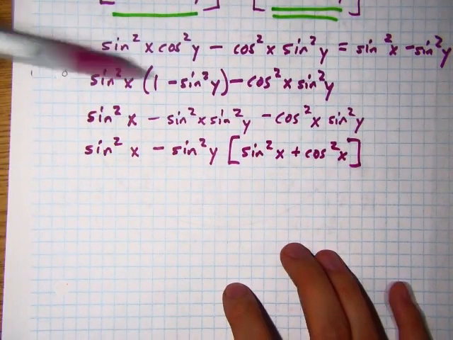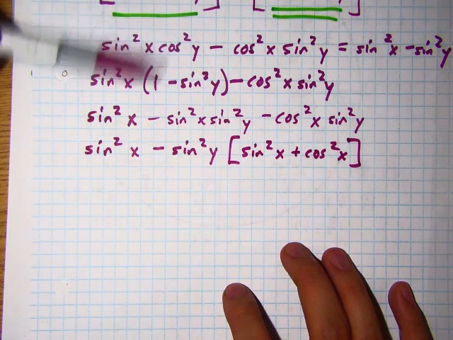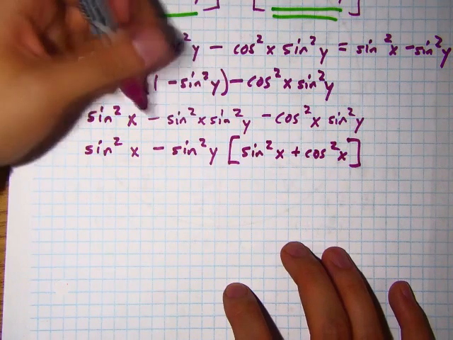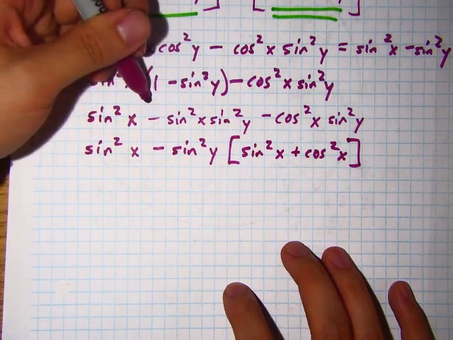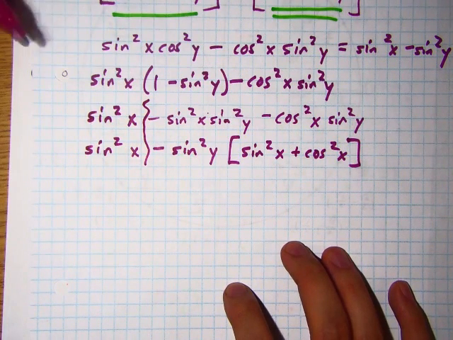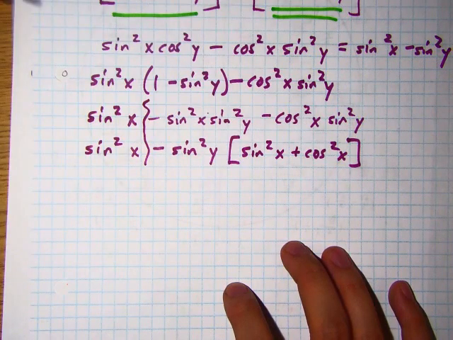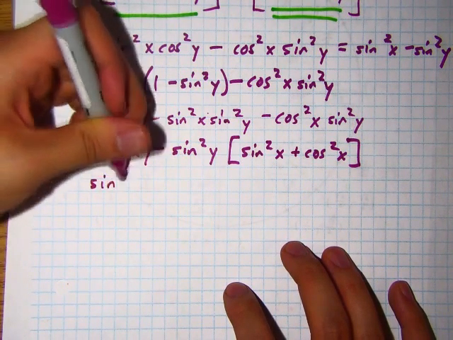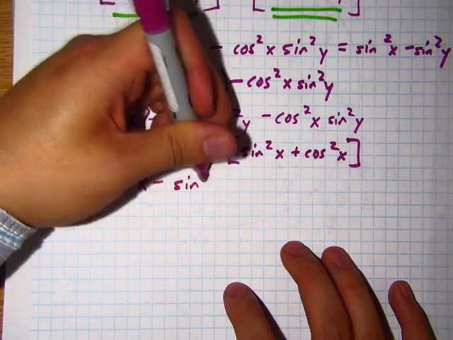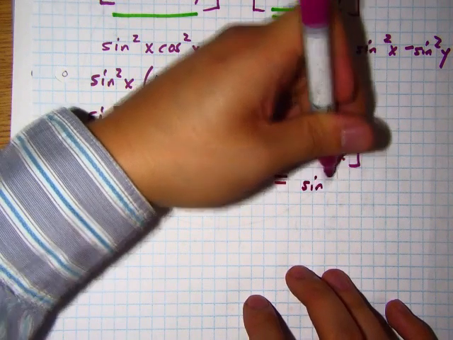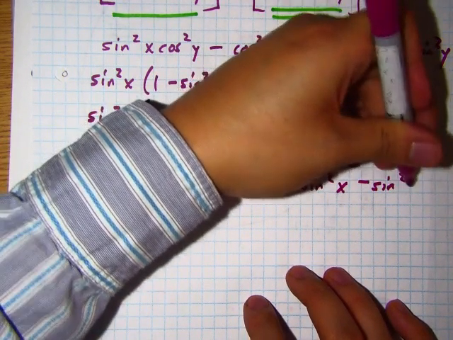So take a look at what I just did there. I converted cosine squared to 1 minus sine squared. I distributed. And now I factored these two terms, this one and that one. You see how they have a sine squared y in common and a minus sign? So I factored them out. And what is sine squared x plus cosine squared x? It is just 1. So I'm going to have sine squared x minus sine squared y times 1, which I'm going to just ignore, equals sine squared x minus sine squared y.